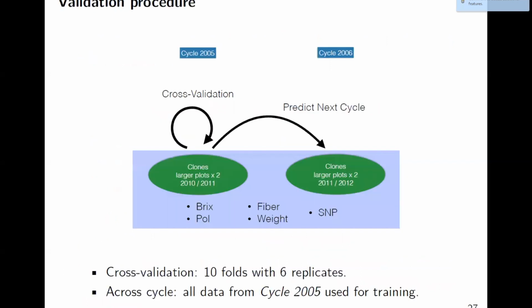And here's how we're doing our validation of the predictions. There are going to be two ways to compare. One in which I'm doing cross-validation with clones from cycle 05, which is a larger data set, basically splitting the data in 10 folds with 6 replicates. In another approach, we're going to use the whole data set from cycle 05 to predict the values from cycle 06.